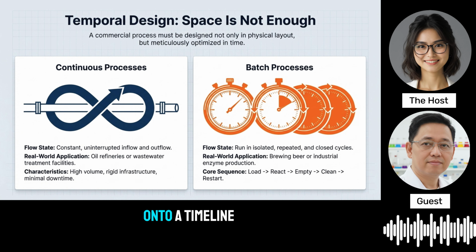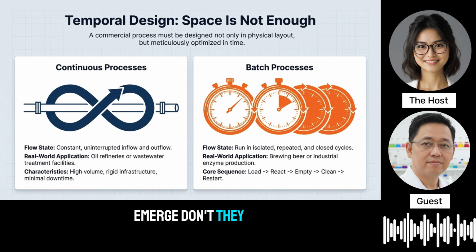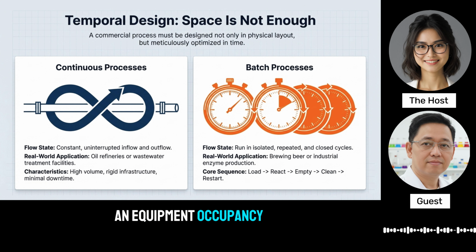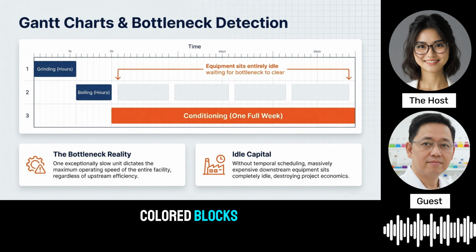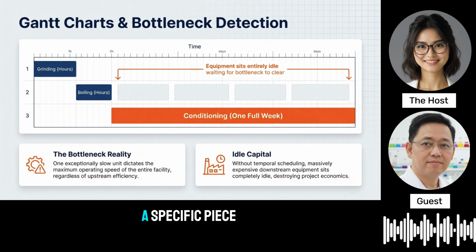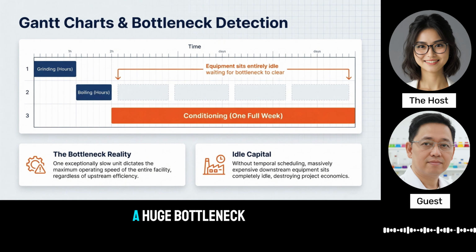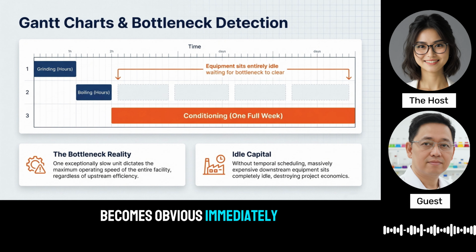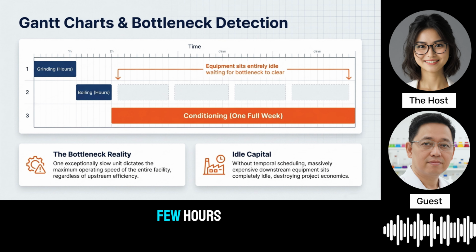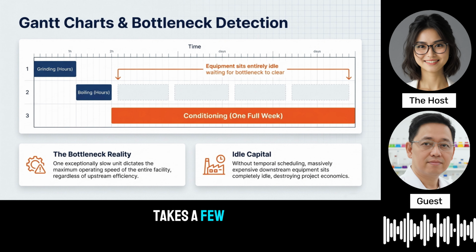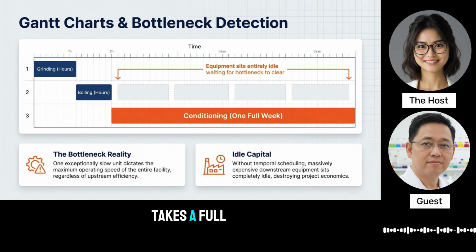But when you map those steps onto a timeline, problems start to emerge, don't they? Massive problems. To visualize this, the software generates an equipment occupancy chart. Which is basically a Gantt chart, right? A timeline with colored blocks showing exactly how long a batch occupies a specific piece of equipment. Exactly. And when you look at that chart for the brewery, a huge bottleneck becomes obvious immediately. Grinding the malt might take a few hours. Boiling the hops takes a few hours. Okay. But the conditioning tank, where the beer sits and develops its flavor, takes a full week. That one tank becomes the ultimate choke point.